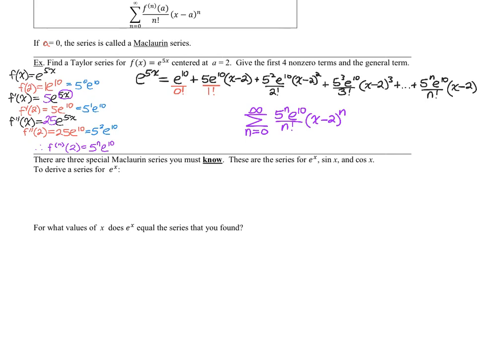All right, so 3 special Maclaurin series that you must know: e to the x, sine of x, and cosine of x. Yeah, you must know. It's open notes, so you should know. It'd be great if you knew.